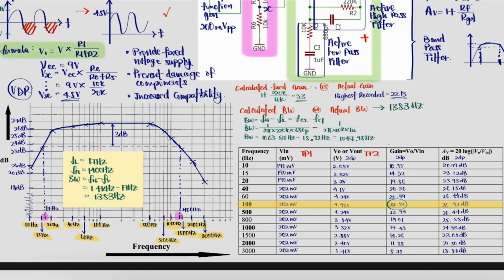Based on what I just demonstrated, I slowly changed the frequency one by one. The voltage input is test point 1 and voltage output is test point 2. I also calculated their absolute gain and gains in decibels. As you can see, as the frequency from the function generator increased, the gain also increased. I plotted the values in a graph to find the actual bandwidth of stage 1.